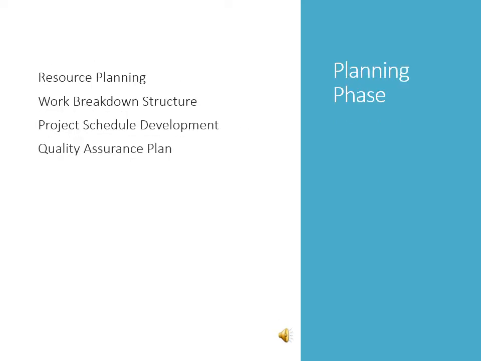Together with the above, the planning phase, the third phase in our cycle, consists of four additional, or we won't say supplementary, but complementary stages that need to be considered. We have the resource planning, the work breakdown structure I just mentioned before, the project schedule development, and definitely some quality assurance plan.